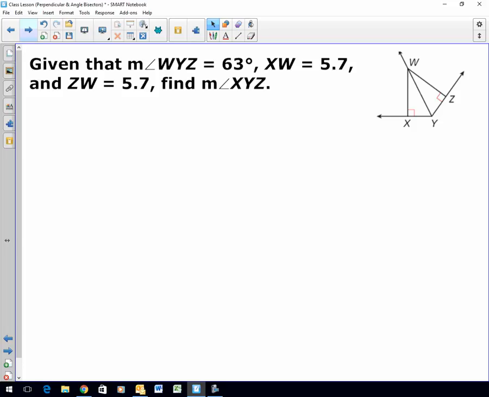I want this one to be done in 30 seconds. No, I'll give you a minute. Given that WYZ, this angle is 63 degrees. It says that XW is 5.7, and DW is 5.7. What's the measure of XYZ? There's one operation you have to do.